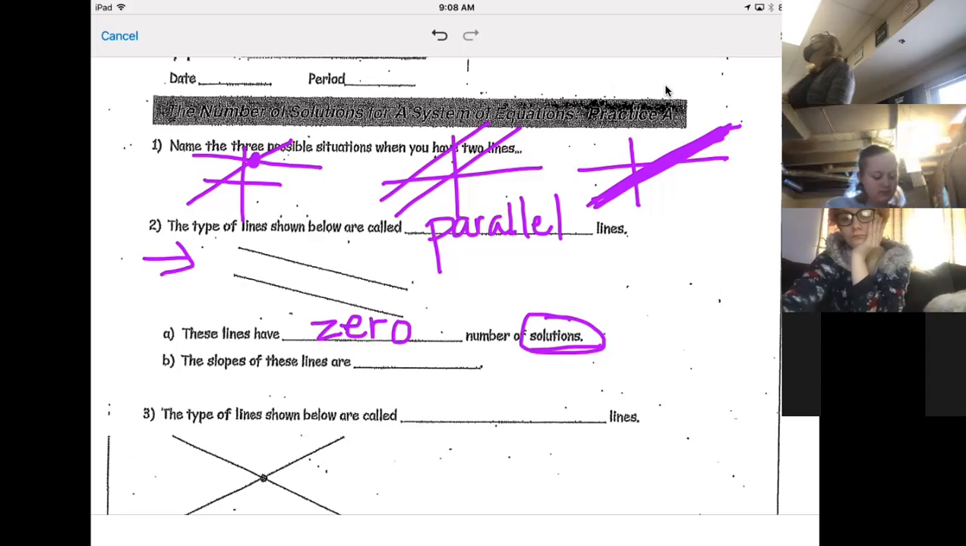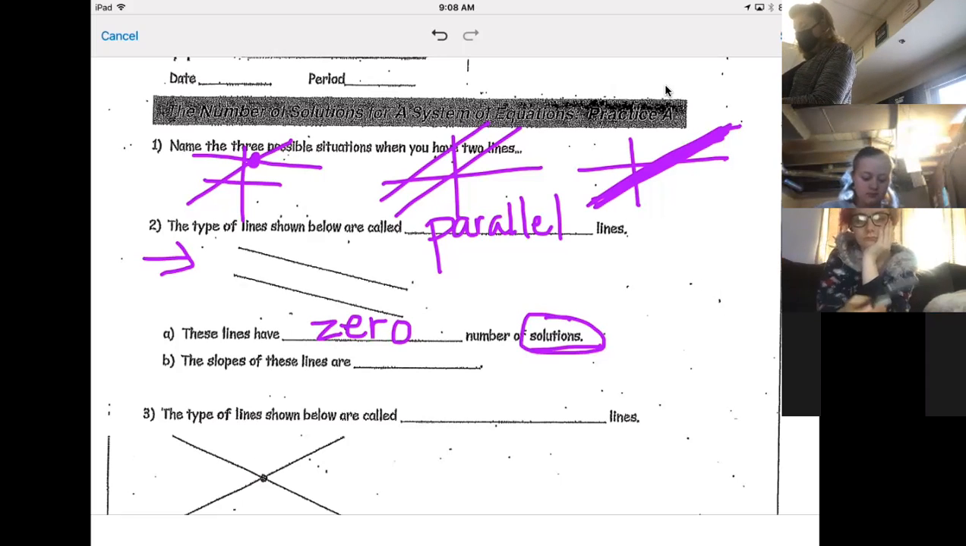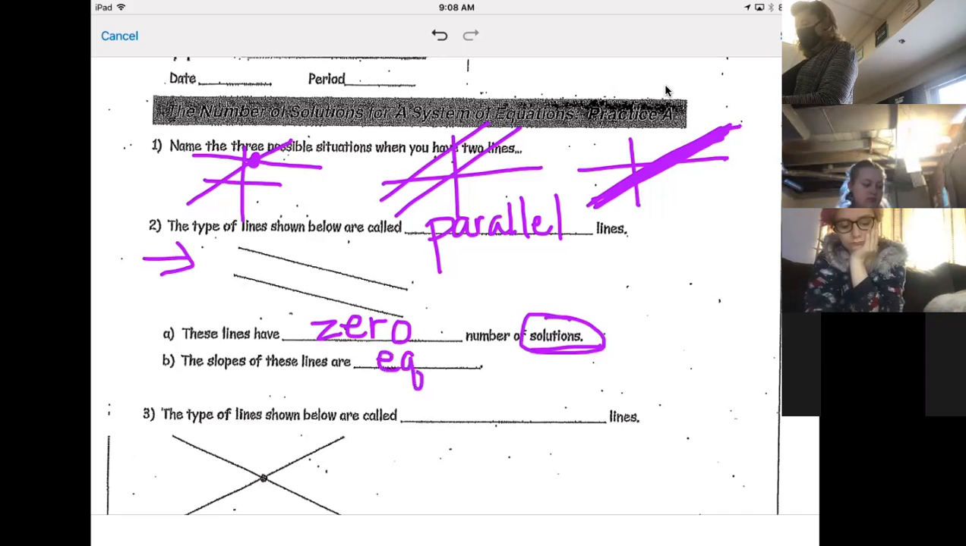What do we know about the slopes of parallel lines? They're the same. They're equal. That's a bonus from a couple chapters ago.